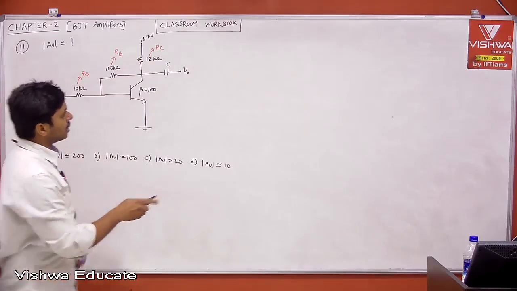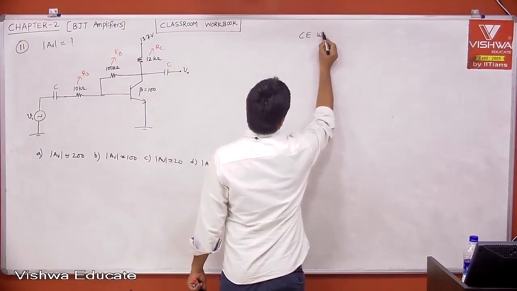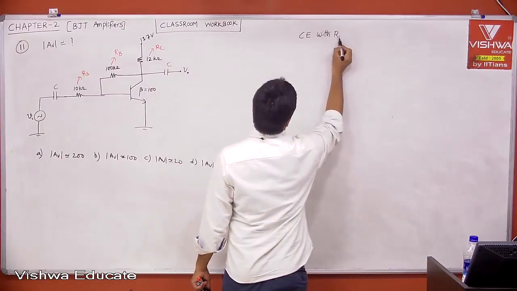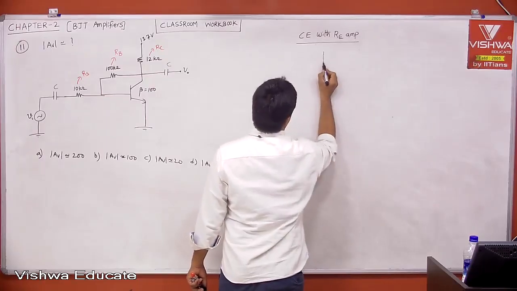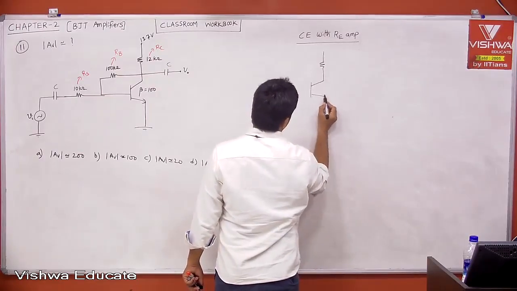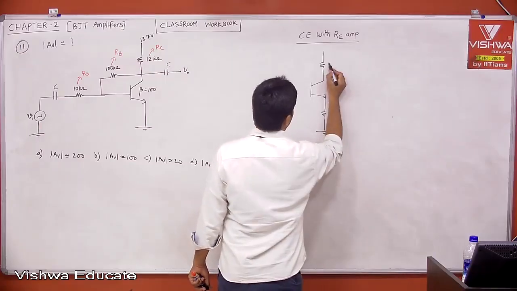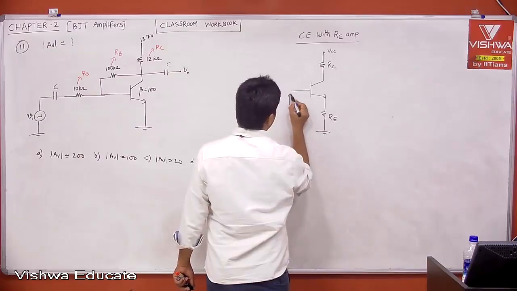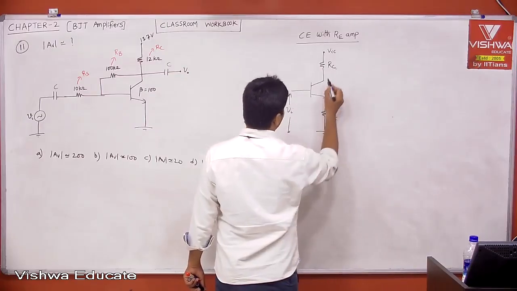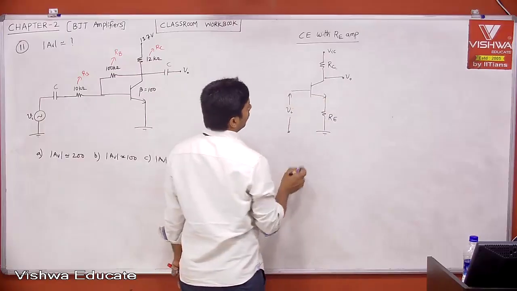See, if you take CE with RE amplifier, only the AC circuit, in the sense AC configuration, this is RE, RC, VCC, and this is your input voltage, output voltage. Capacitors are there, but they are shorted. Therefore, now what we got?